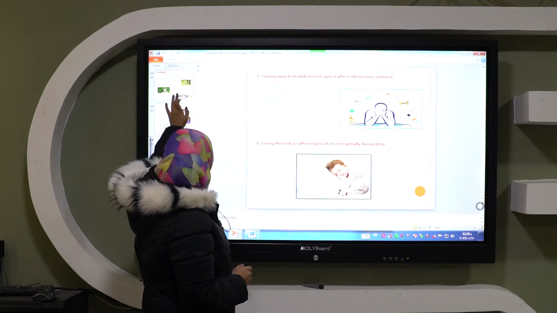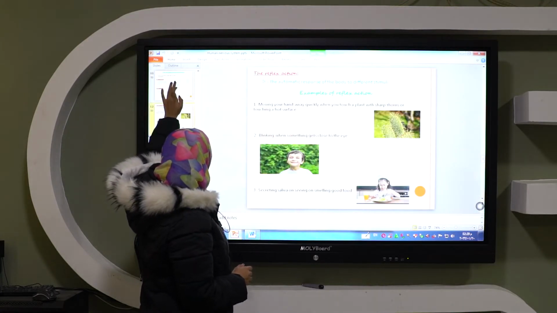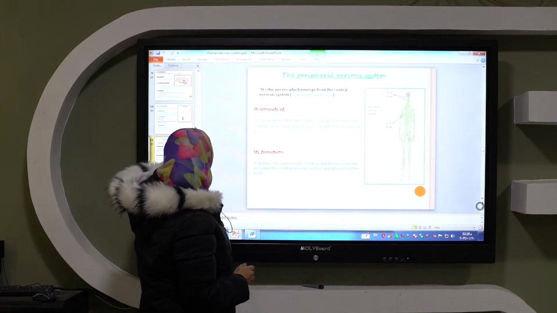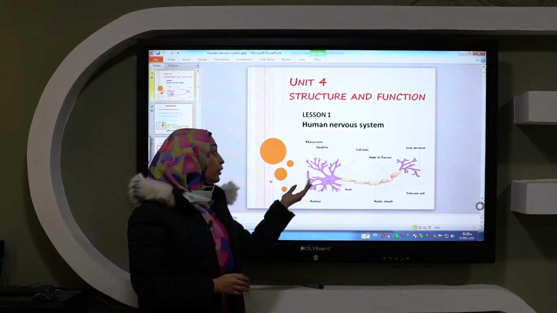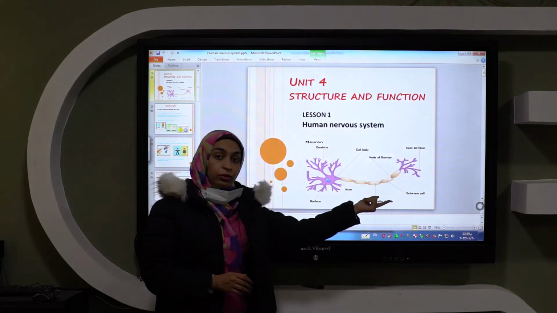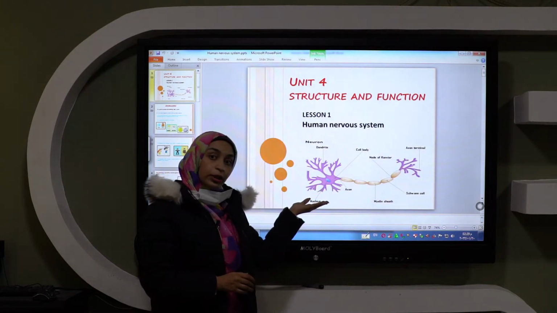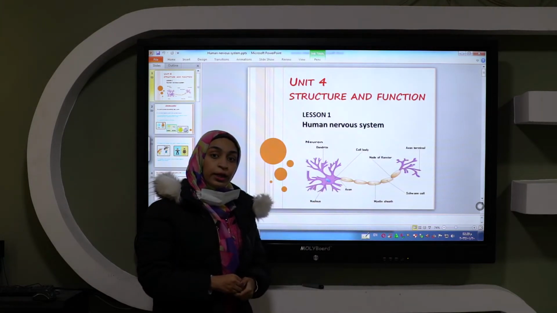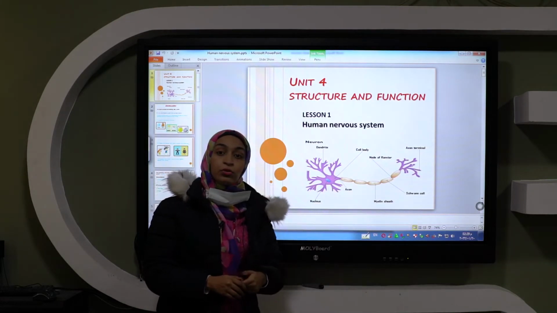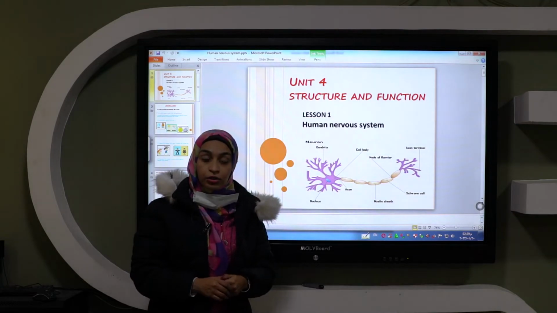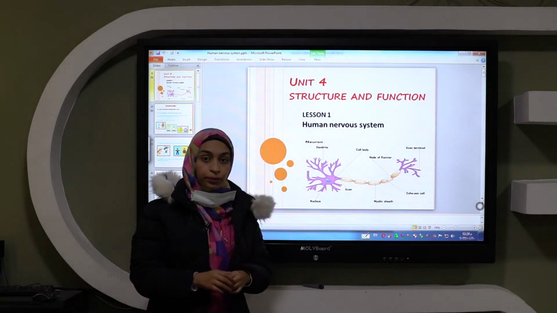As we see on the board, it consists of the cell body and axon. Inside the cell body, we can find the nucleus, dendrites, cytoplasm, plasma membrane. While the second part, which is axon, is covered with a fatty layer called myelin sheath.